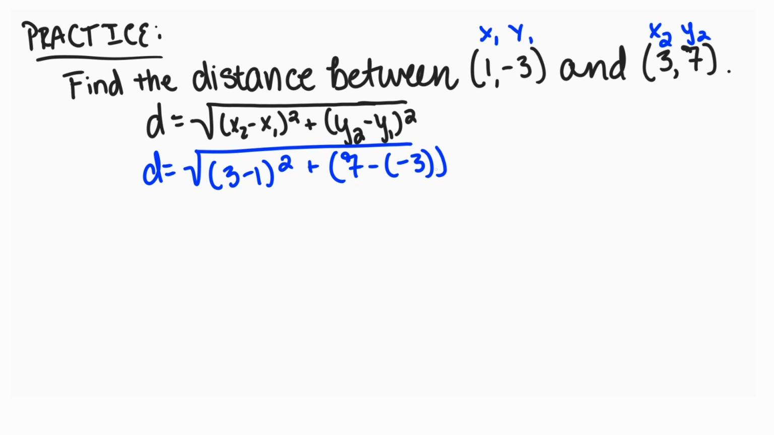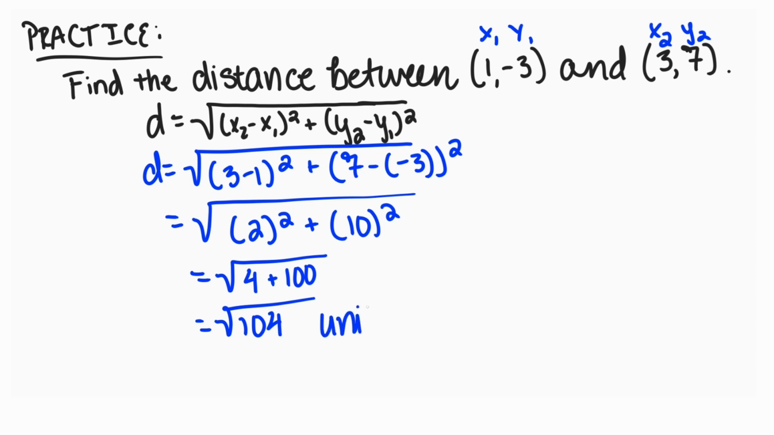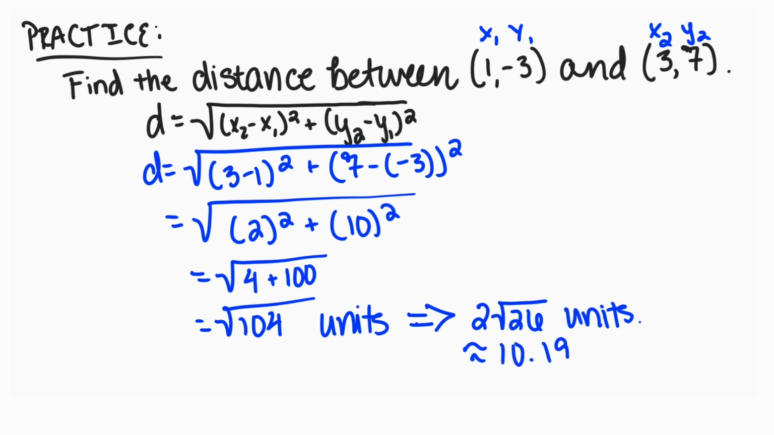I got 3 minus 1 squared, 7 minus -3 squared. That's going to end up being 2 squared plus 10 squared because remember, minus a negative is a positive. So we're going to get 4 plus 100. We're going to get square root of 104 units as our answer. Now, this can be further simplified into 2 root 26 because if you factor out a 4, you'll get 4 times 26 equals 104. Take that 2 out, 2 root 26 units, or approximately 10.198 units. Again, whatever is the best answer depends on your course, your teacher, the question.